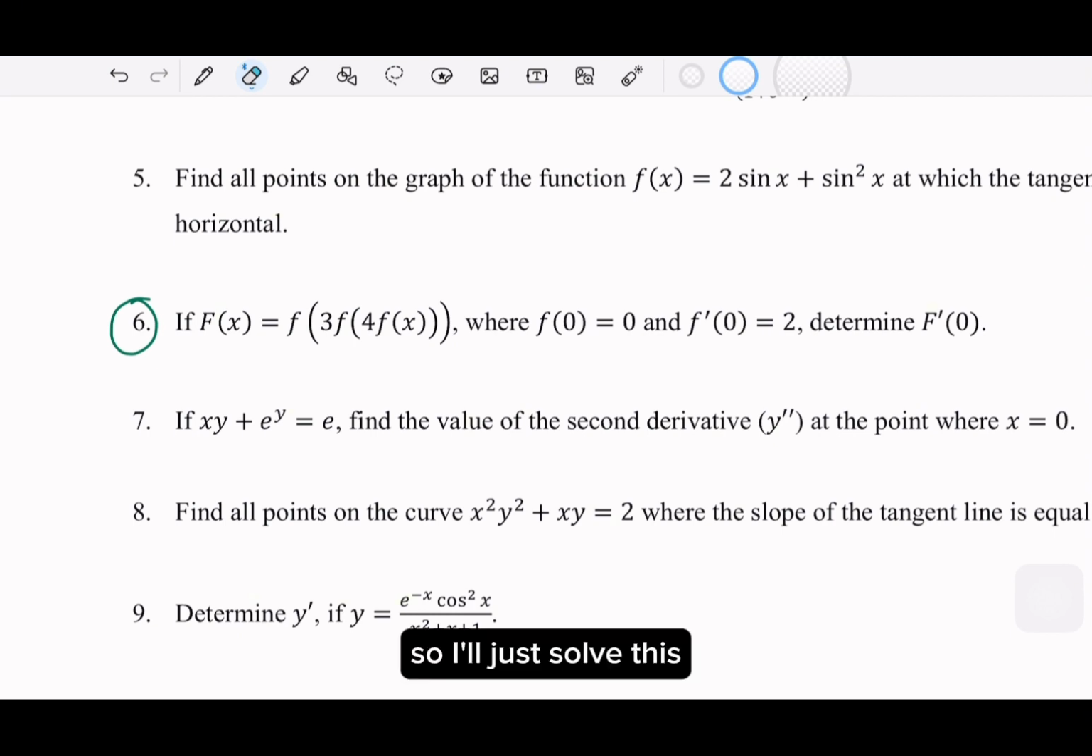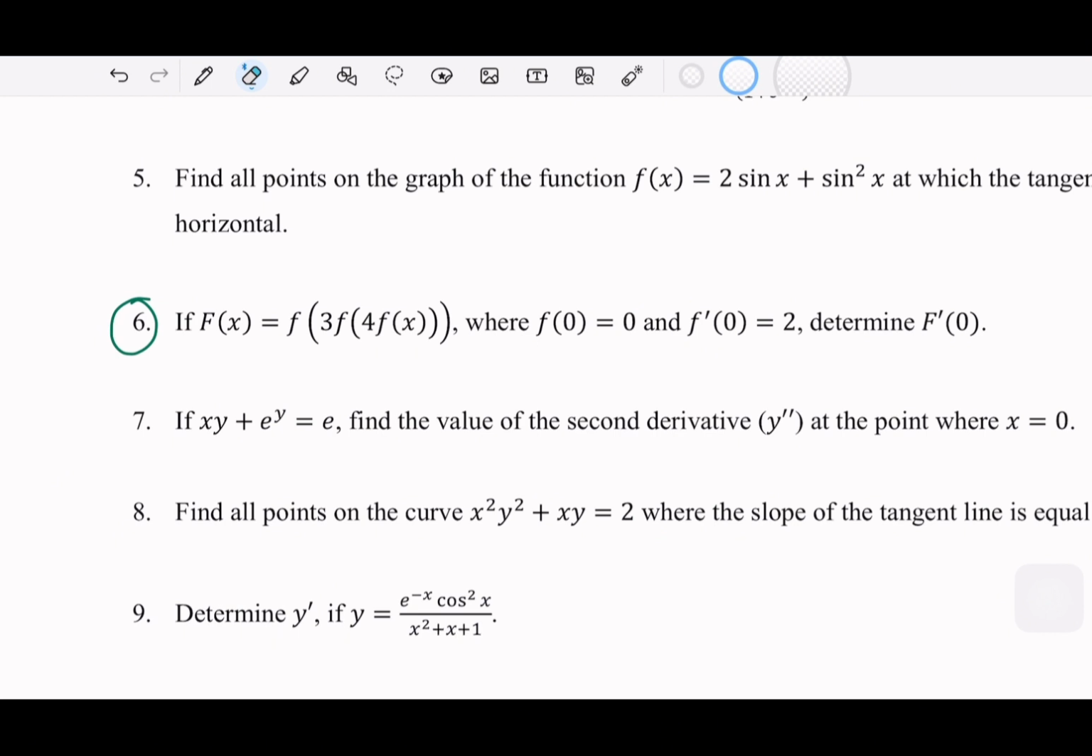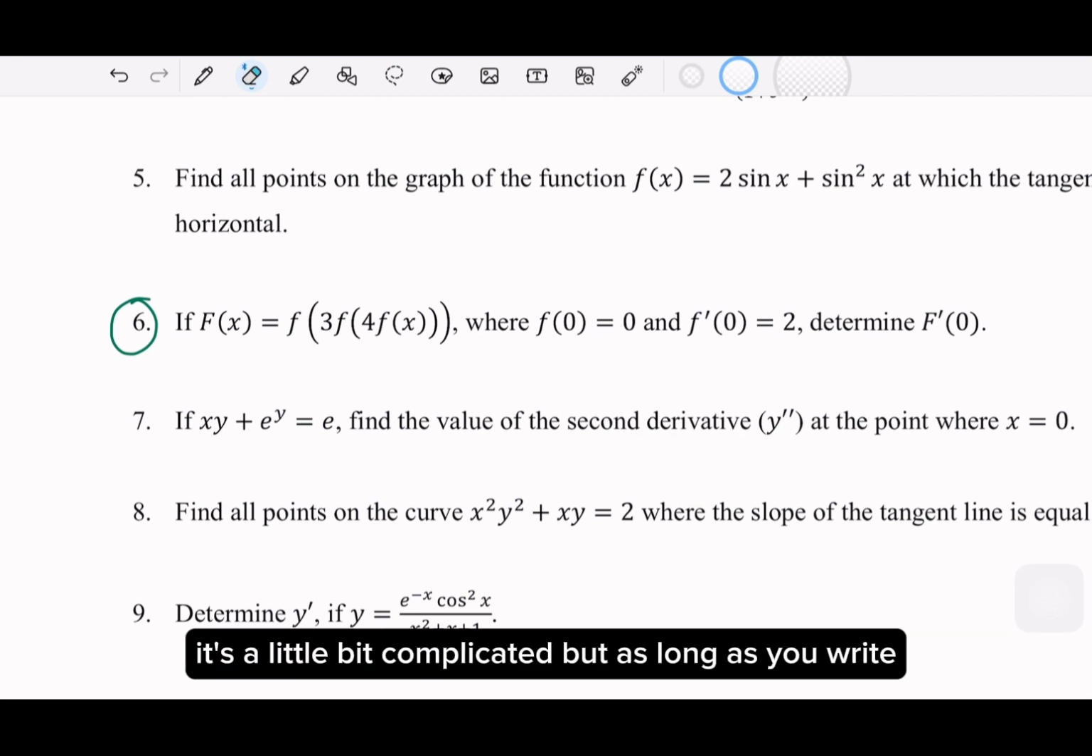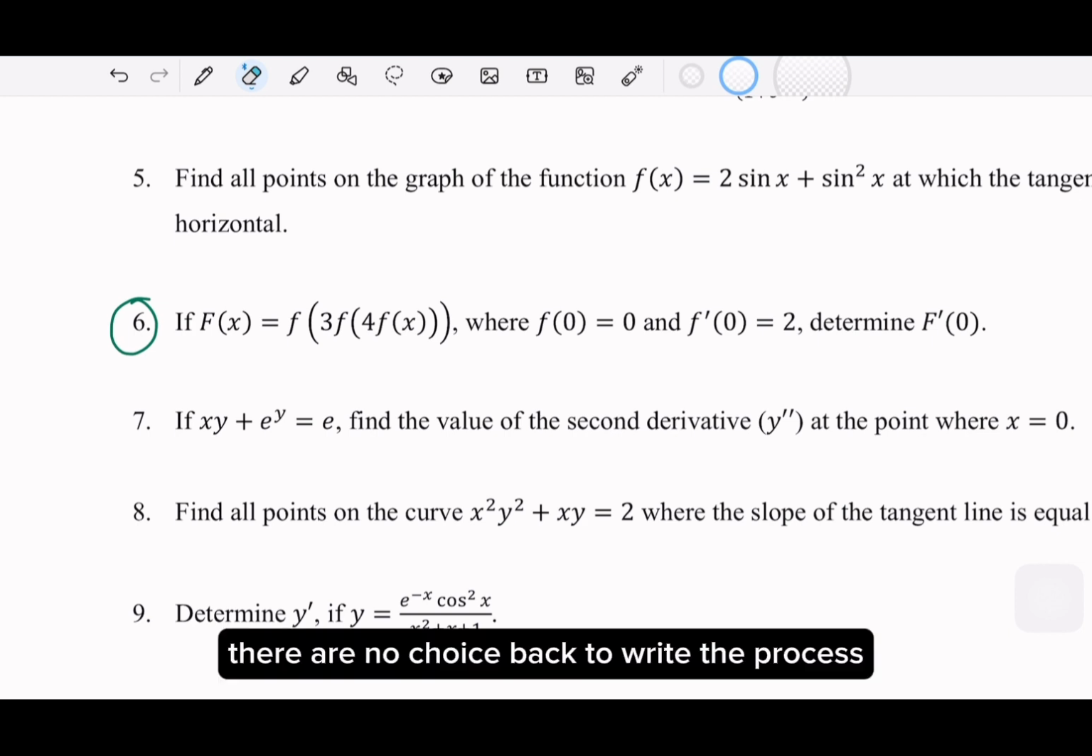So, how to solve this? Maybe let me give you a couple of minutes to try. It's a little bit complicated, but as long as you write the whole process and you don't miss any step from the beginning, you will get the answer. There are no shortcuts, so you need to write everything.